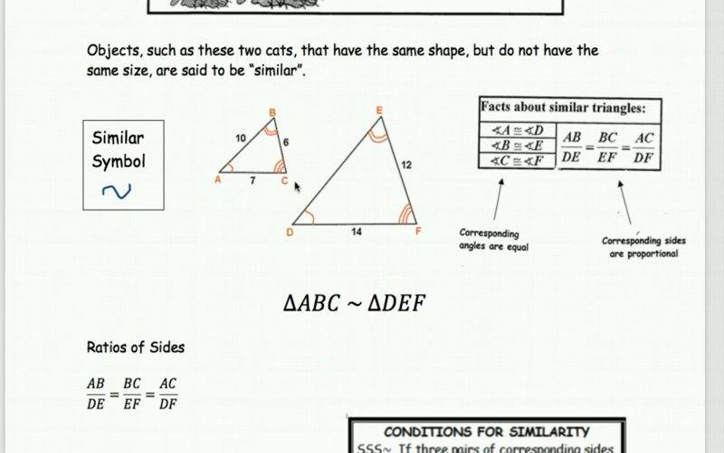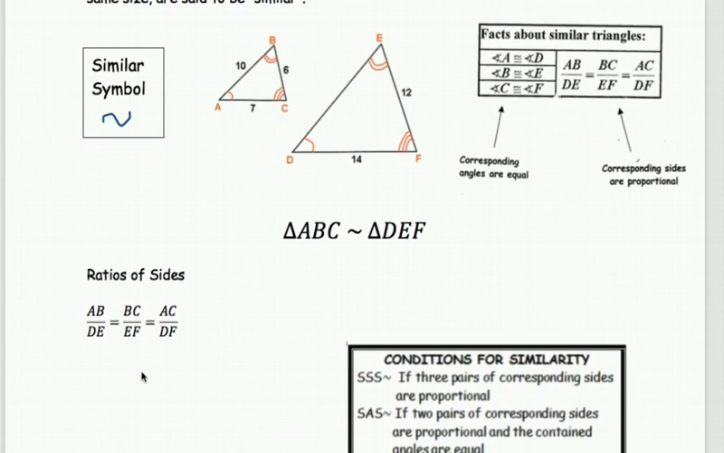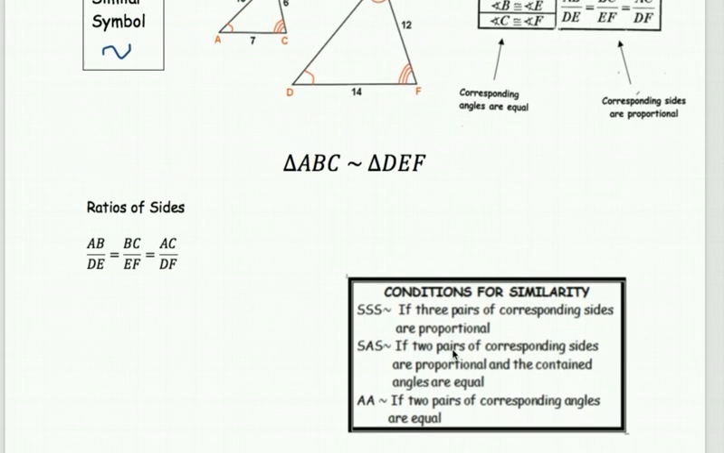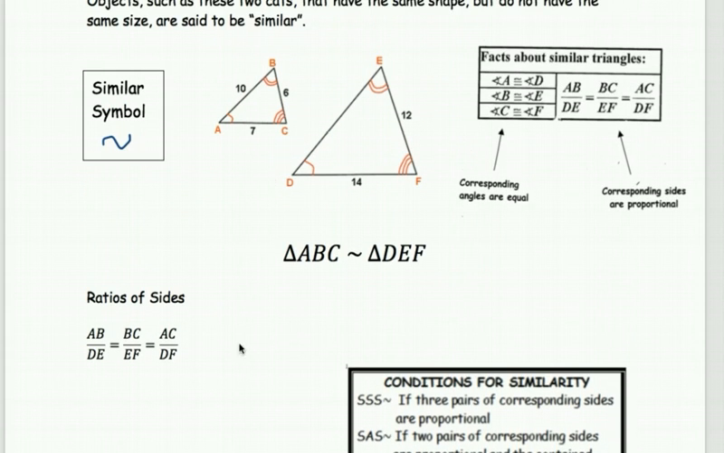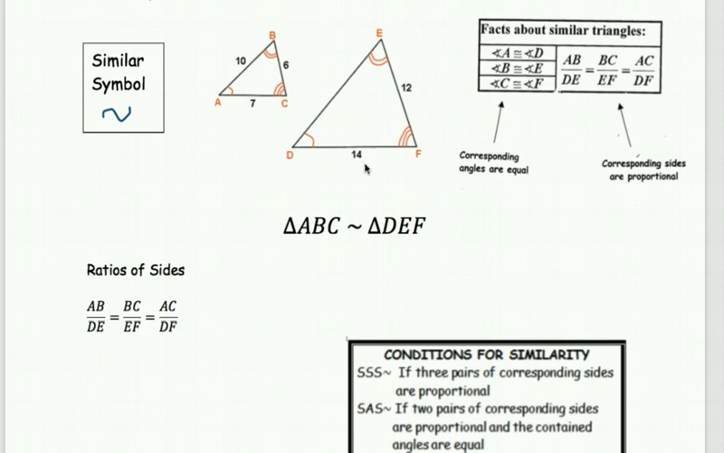And then AC stacks up with DF, so we make these proportional relationships here. All right, so I have the ratio of the sides here, and these are the conditions for similarity. Basically, if you don't have all of the information, but you know the three sides and you know that they're proportional, you can say, oh, these triangles are similar.